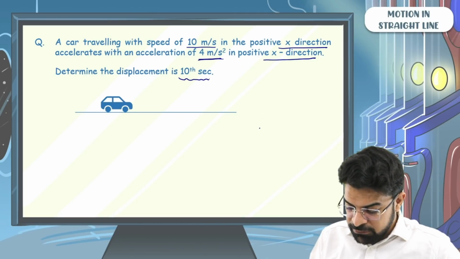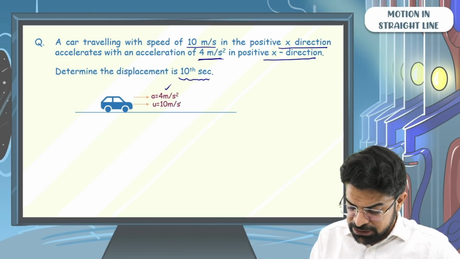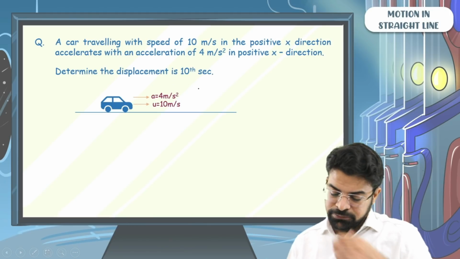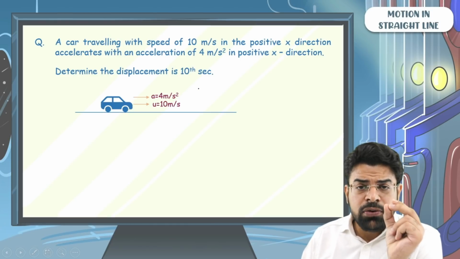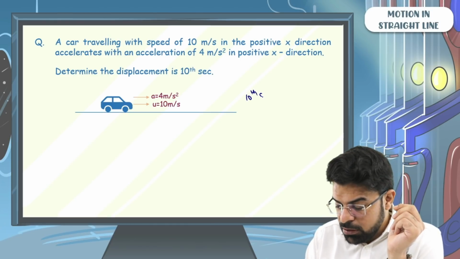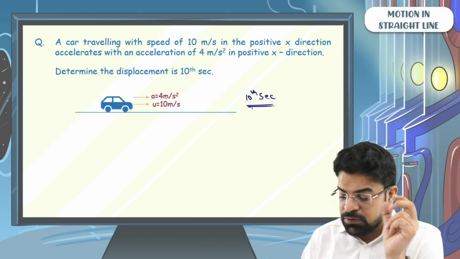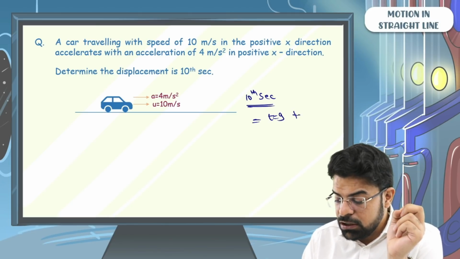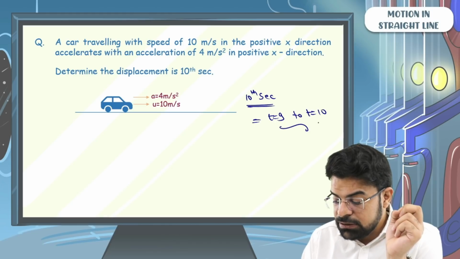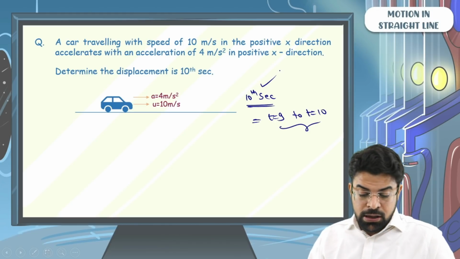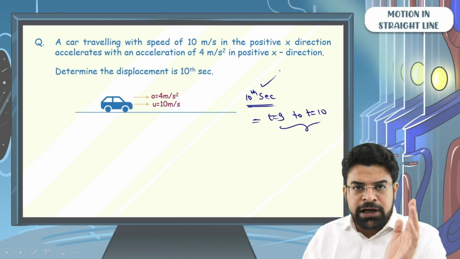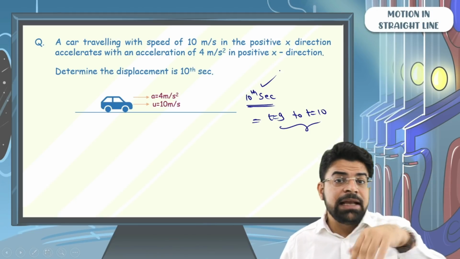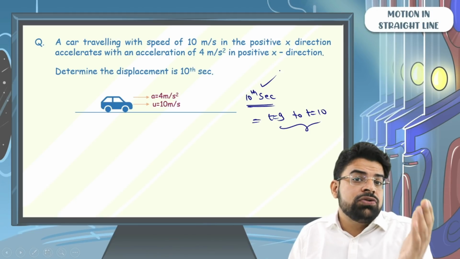So here we have the car. The car has got acceleration of 4 meter per second square and initial velocity of 10 meter per second. First, we need to understand the meaning of 10th second. Beta, 10th second means time frame from time t = 9 to t = 10. This is called 10th second. But here we are not going to find displacement up to time t = 10 and then subtract displacement up to time t = 9 to get the answer.